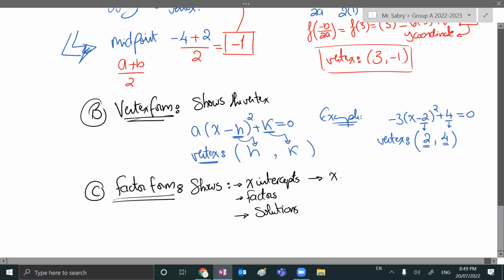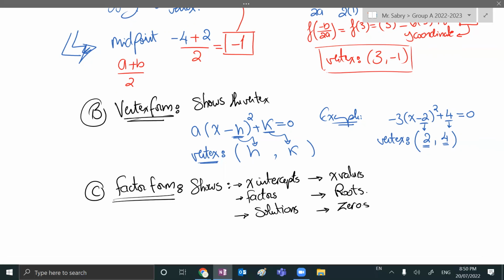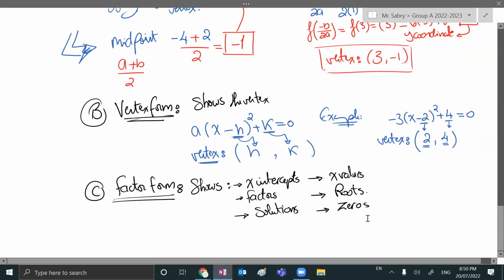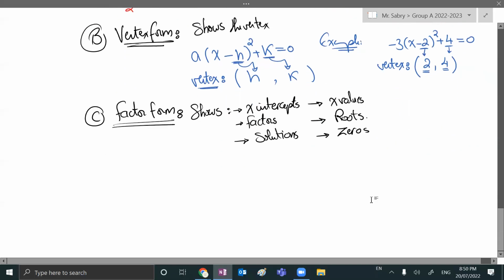It shows the x values. It shows the roots of the function. And it shows the zeros of the function. So all of these are exactly the same thing. The x-intercepts, the x values, the roots, the zeros, the solutions of the functions, they're all the same thing. So if you're asked to find the solutions, you know that you need to find the x-intercept. If you're asked to find the roots, this means you need to find the x-intercepts. If you're asked to find the zeros, this still means you need to find the x-intercepts.